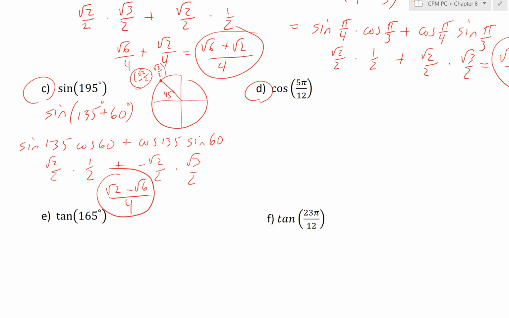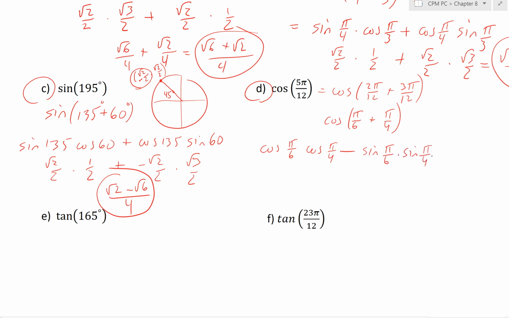let's see, Krista, how can you split up 5 pi over 12? 2 pi over 12 and 3 pi over 12. Okay, that's easy. So 2 pi over 12 plus 3 pi over 12 is equal to 5 pi over 12. And 2 pi over 12 reduces to pi over 6, which is the same as 30 degrees, so we know how to work with 30 degrees. 3 pi over 12 reduces to pi over 4, which we also know. And so then this is going to be cosine pi over 6, cosine pi over 4, minus sine of pi over 6, sine of pi over 4.